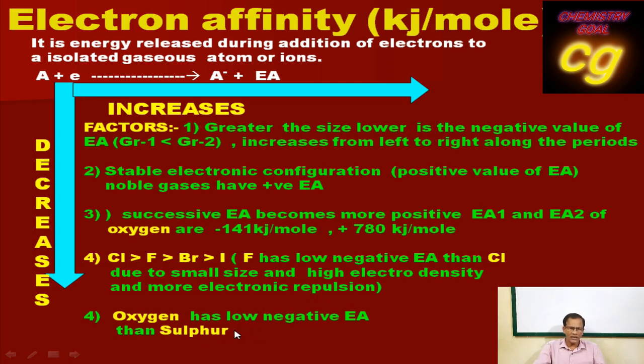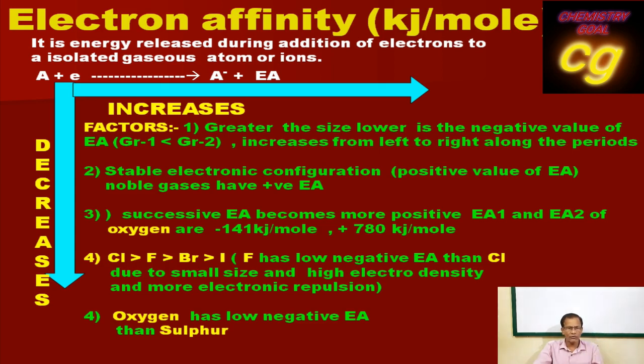For example, oxygen has a lower negative electron affinity than sulfur. Although oxygen is smaller than sulfur, it has low electron affinity due to electron repulsion between the added electron and the outermost electrons of oxygen. Due to small size, the repulsion is more. That's why less energy is released. That's why oxygen has lower electron affinity than sulfur.